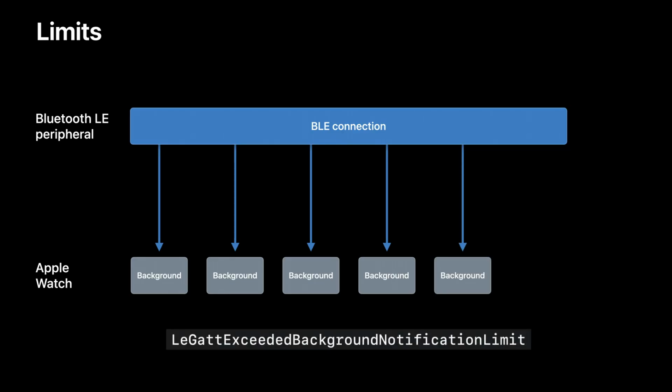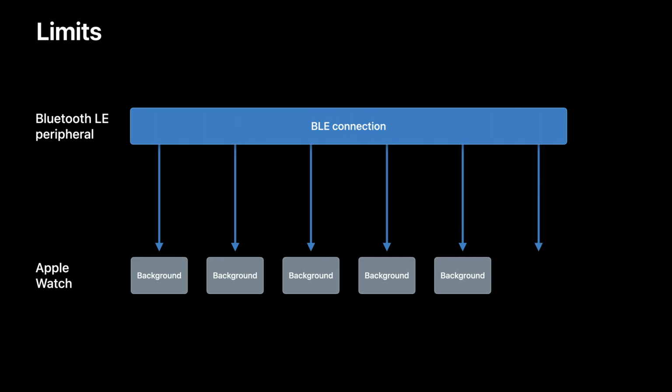After the limit is exceeded, the notification called LE-GAT exceeded background notification limit will be posted. After this point, your app will no longer receive background runtime and will revert back to watchOS 8 behavior, where there will be no background connection and only background app refresh. You can retrieve those two notifications in the error field of the GAT notification update.